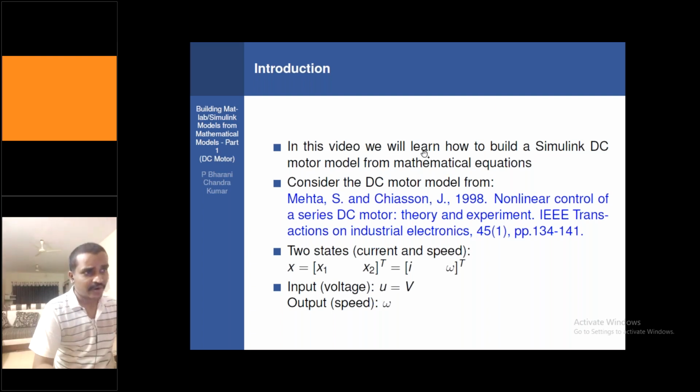In this video or lecture, we will learn how to build a Simulink DC motor model from the mathematical equations. I have taken the mathematical equations from IEEE Transactions on Industrial Electronics 45. This is the reference, if you want to see the details. There are two states, current and speed. Input is the voltage, output is the speed. So this is a very simple second order DC motor model with two states, input voltage and output speed.